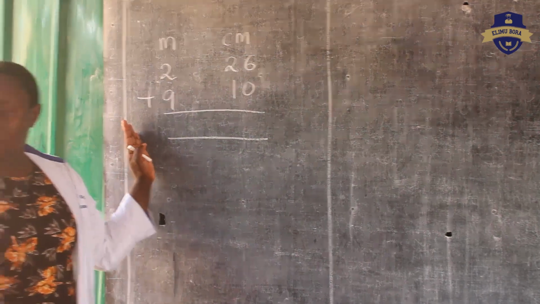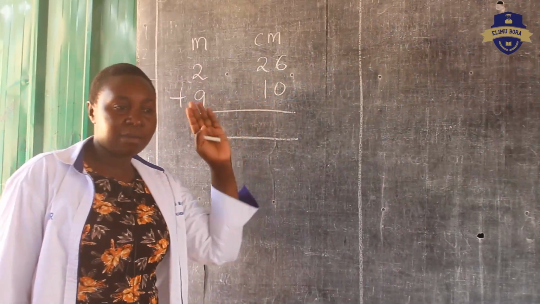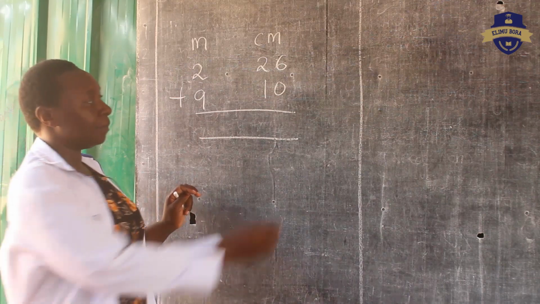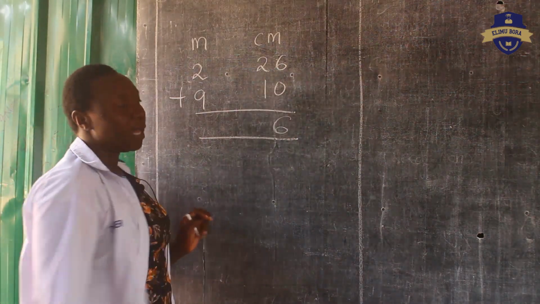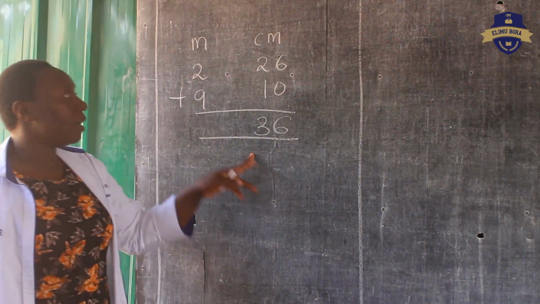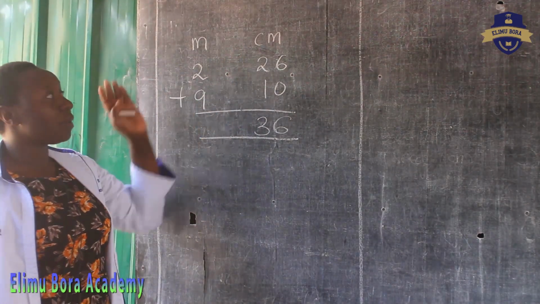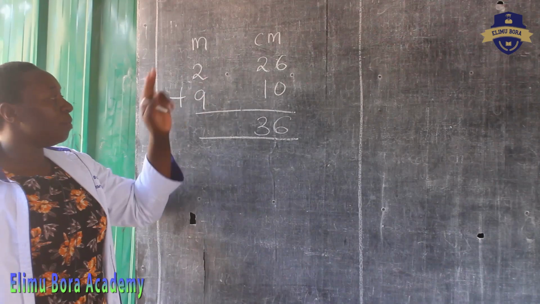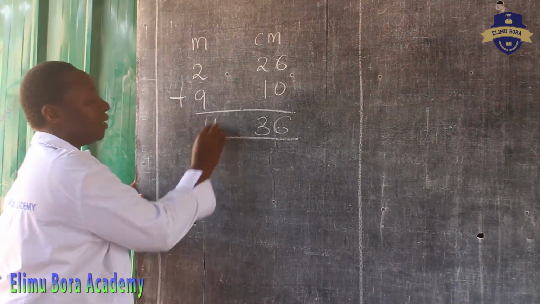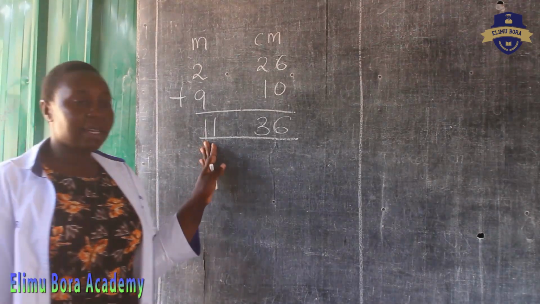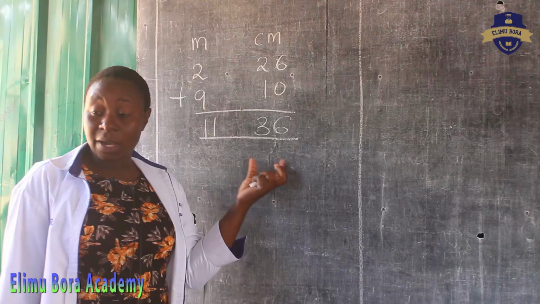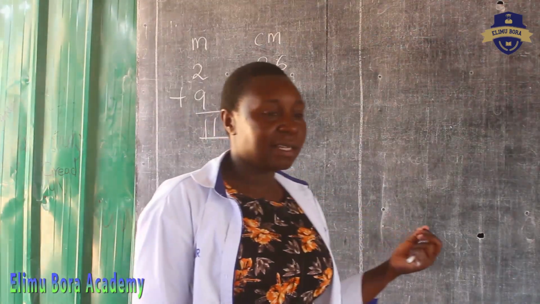So when you are adding, you start from the centimeter side. So 6 plus 0, what do we get? 6. 2 plus 1? 3. That is 36 centimeters. We are through with the centimeters. We want to add the meters. 2 meters plus 9 meters. What do we get? 11. Very good. So this is 11 meters and 36 centimeters. So this is yesterday's work, how we were adding meters and centimeters.